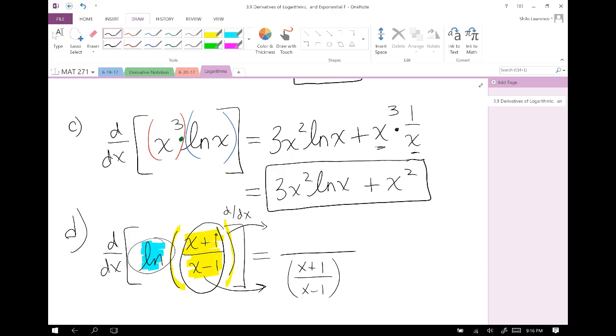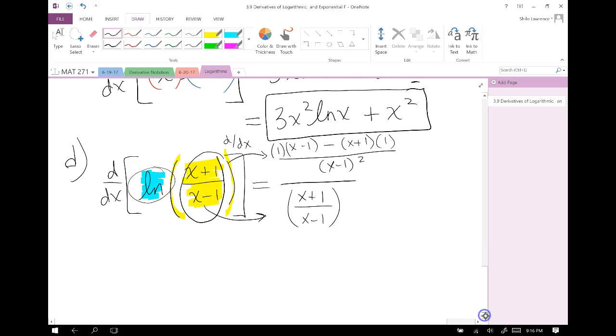So quotient rule says start with the derivative of the top. So the derivative of x plus 1 is just 1, and multiply it by the original bottom, and then minus and flip-flop. Original top, derivative of the bottom, all over the bottom squared. Now this looks really ugly, but take it just one step at a time, and you won't be too overwhelmed.